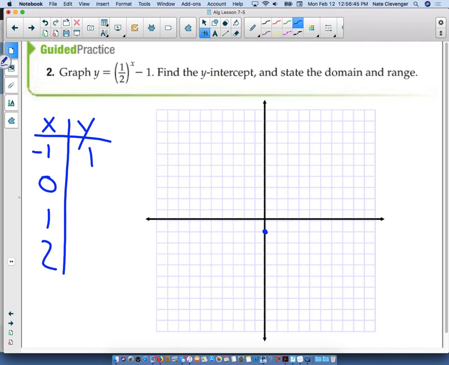Anything to the 0th power is always 1. Minus 1 is 0. And then 1/2 minus 1 would be -1/2. And 1/2 squared was 1/4. Minus 1 was -3/4. Nice. -3/4, just that. So -1, 1.